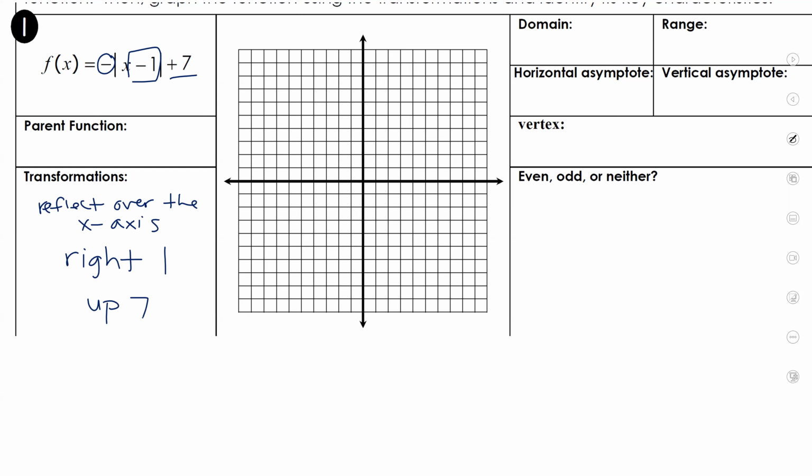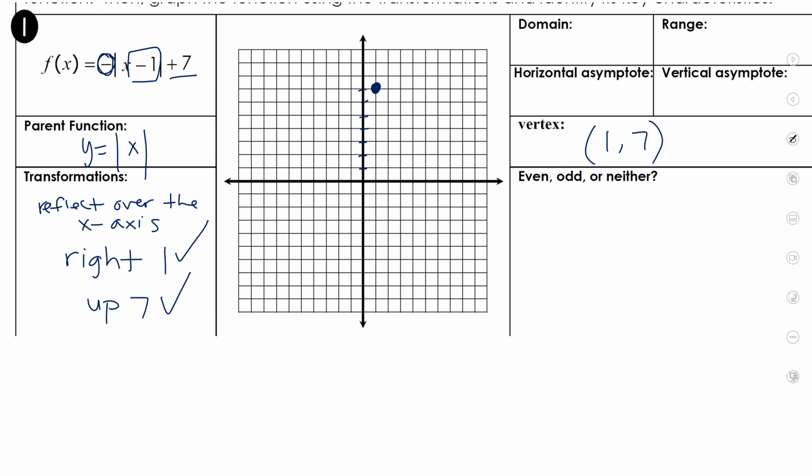So I can already go ahead and plot my vertex. I went right 1, up 7. So right 1, up 7. 1, 2, 3, 4, 5, 6, 7. That is my vertex. So I know my vertex is at 1, 7. And guys, what is the parent function? Yep, absolute value of x. Okay, so guys, my slope is -1.